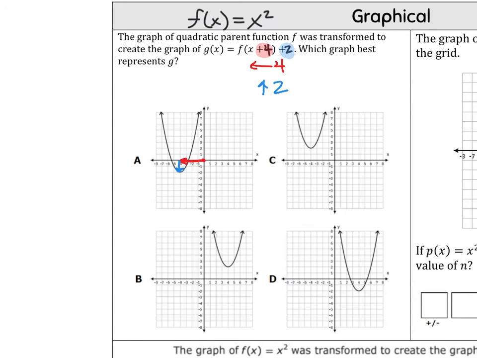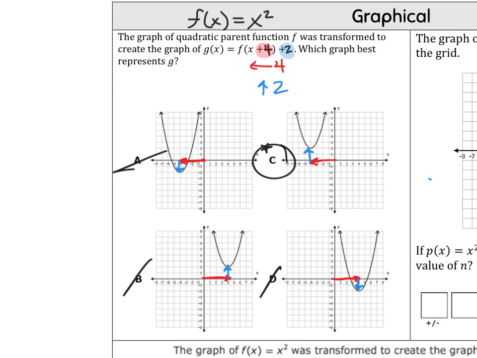Did letter A move left and up? No. Letter C, did it move left 4 and up 2? That looks pretty good. We'll hang on to that one. Letter B, did it move left and up? No, we don't want that one. Letter D, did it move left and up? No, super wrong. So we know answer choice C is the only one that has moved left and up.